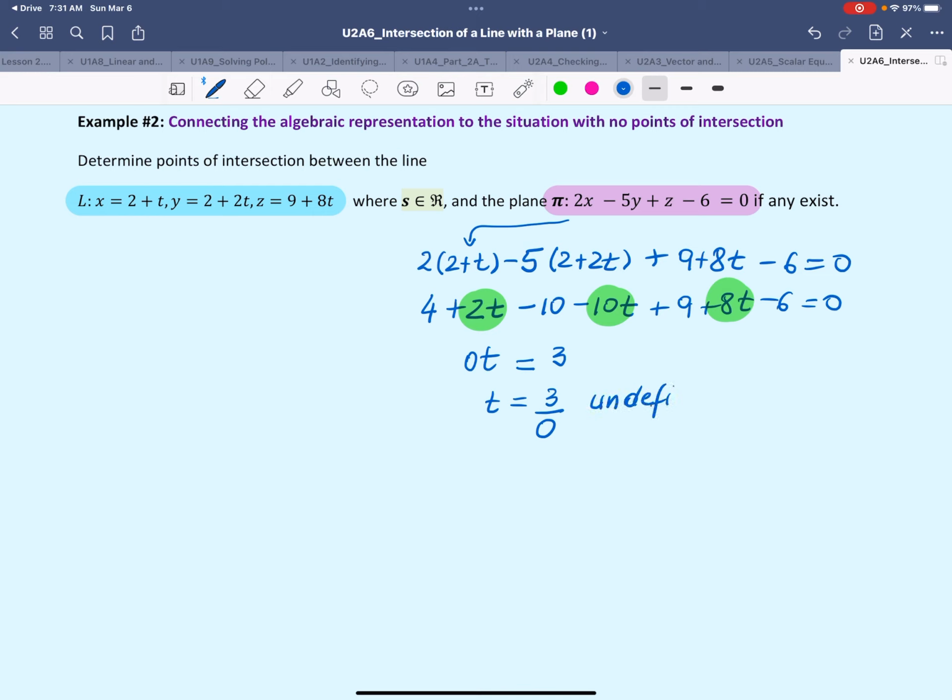The fact that the t value is undefined tells us that it is impossible to find a t value that can help us find the coordinates of the point, so the x, the y, and the z. If it is impossible to find the coordinates x, y, and z of the point of intersection, it means that the point of intersection doesn't exist. And that tells us that the line L would be parallel to the plane pi.